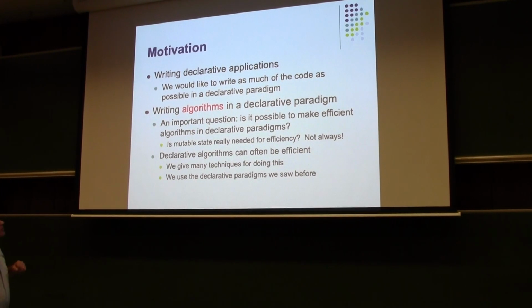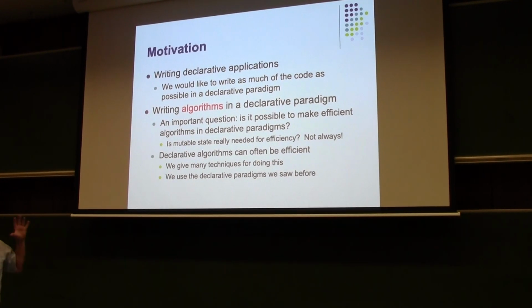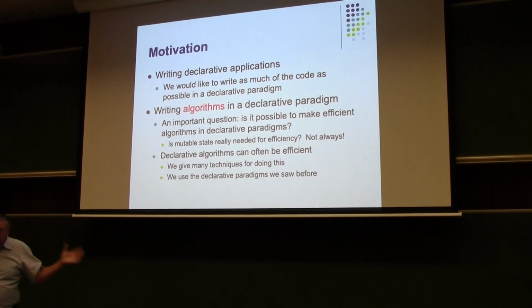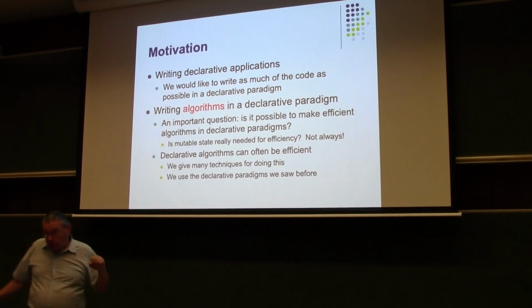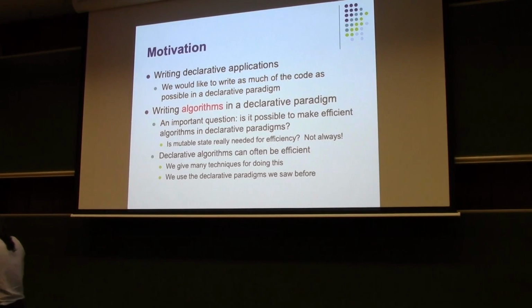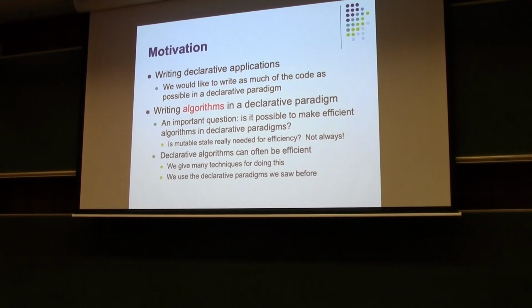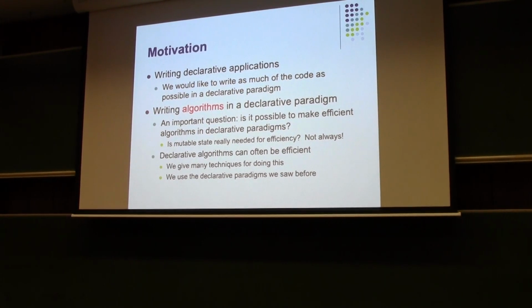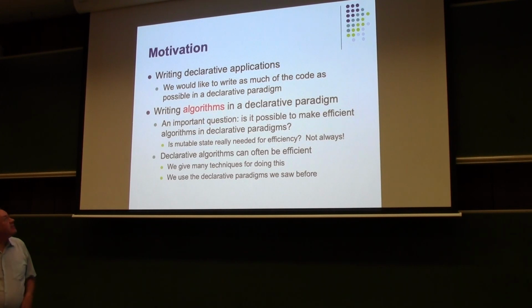Okay, so just a little motivation. We want to write code declaratively because that gives you huge advantages for testing, for concurrency, for distribution. It really makes life easy. So we want to stay there as much as we can.